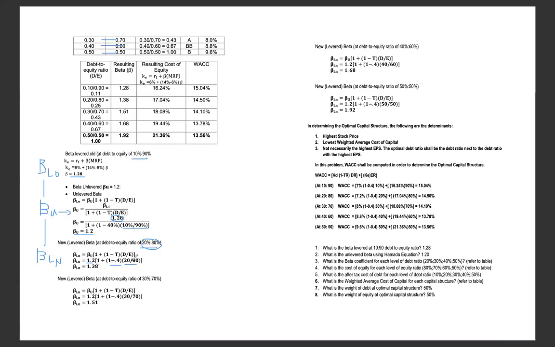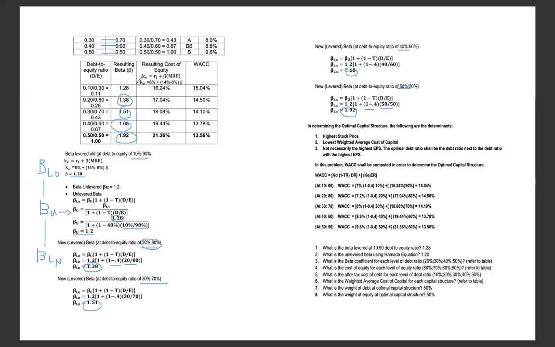Of course, class, you first multiply inside: 20 over 80 times 0.6 plus 1 times 1.2. You have here 1.38 as your beta levered. Here it is. Okay? At 30-70, same process, 1.51. At 40-60, same process, 1.68. And at 50-50, so 1.2, multiply this by 50 over 50 times 0.6 plus 1, that's 1.92.